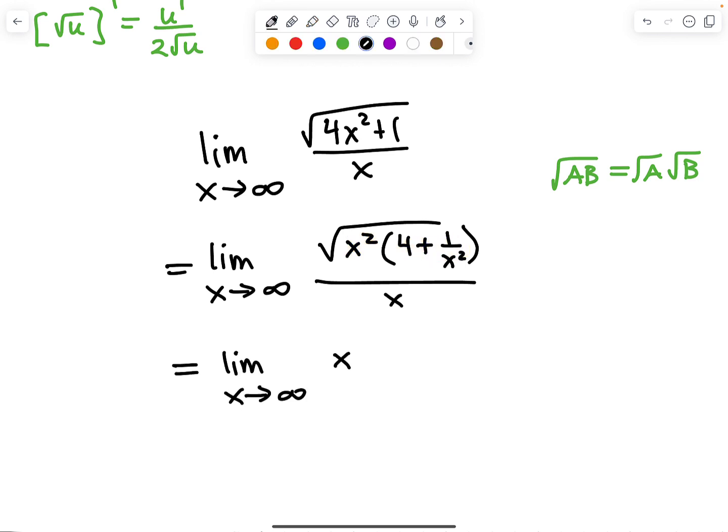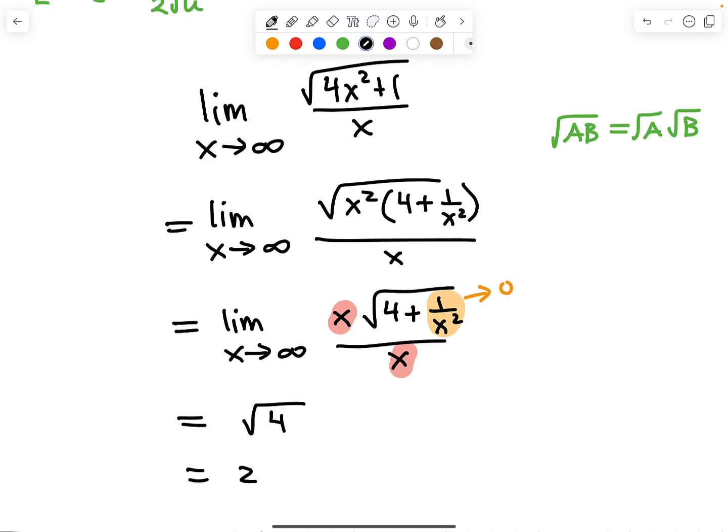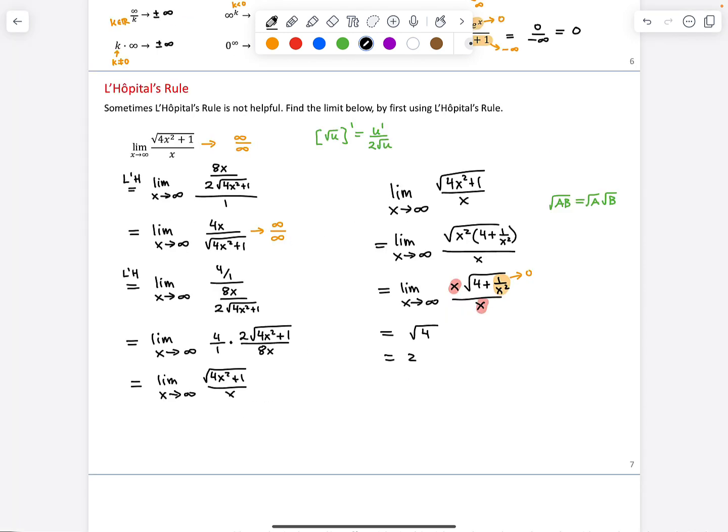Square root of x squared is just x, and then we still have the square root on this portion, and then over an x. Now we can get cancellation of these x's, followed by the observation that 1 over x squared as x goes to infinity will approach 0. So the value of this limit in the end will just be the square root of 4, which is 2. All right, this concludes our lesson on using L'Hopital's rule to help us find limits of functions that have indeterminate forms.